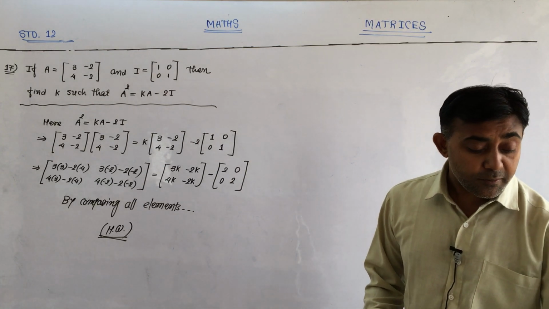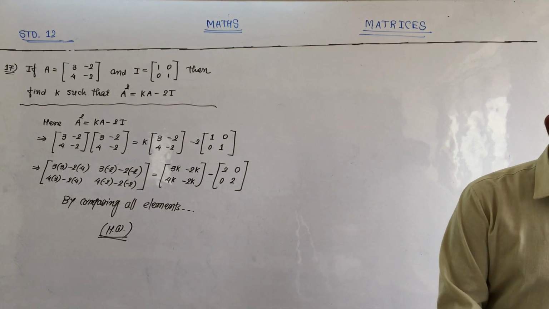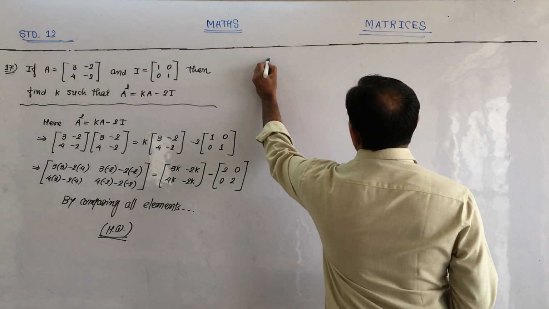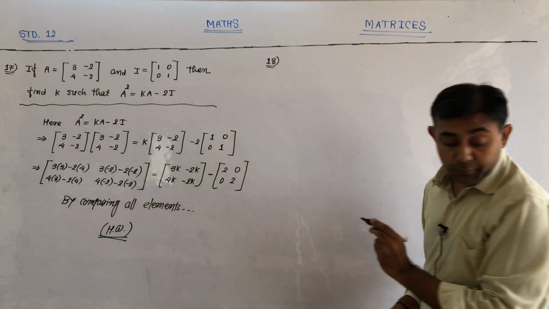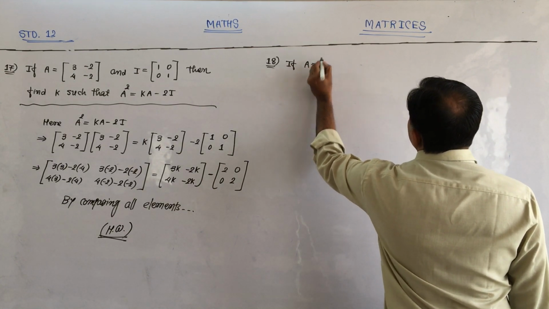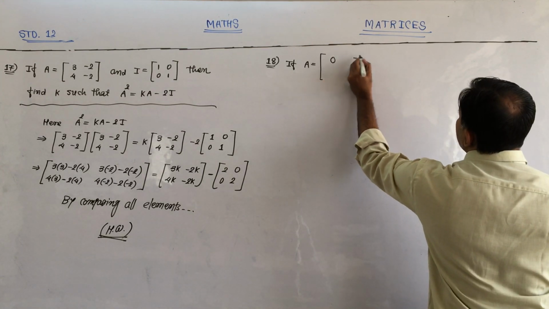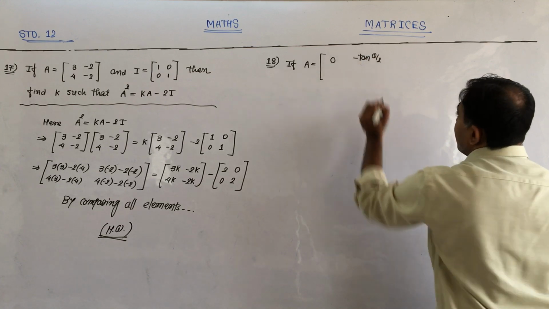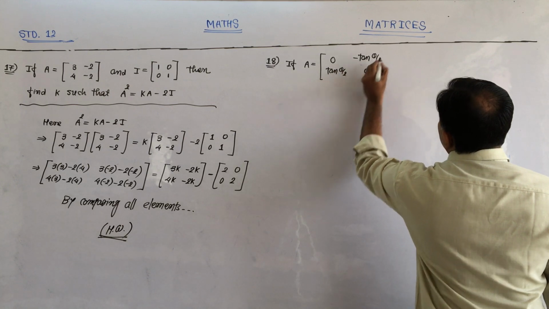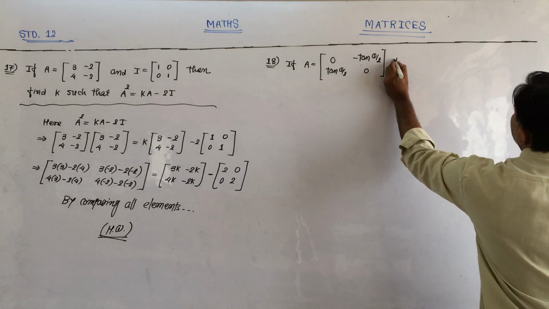Now the next question is the most important example actually. Let us see. The question is this, question number 18. As per your textbook, if A equals to, see here a trigonometric function is given. Matrix A is, first row is 0 and minus tan theta by 2. Second row is tan theta by 2 and 0. A 2 cross 2 matrix is given. Then prove that.